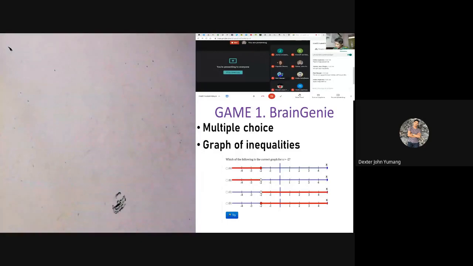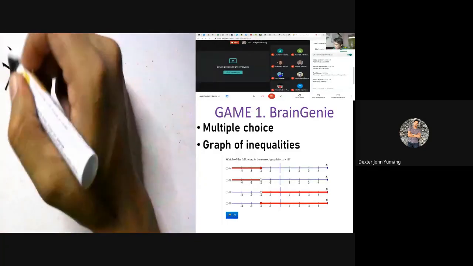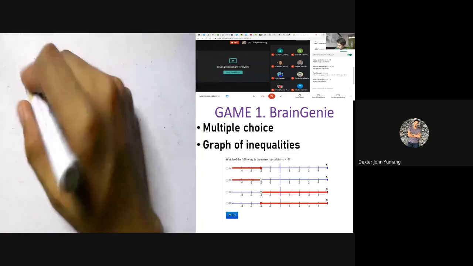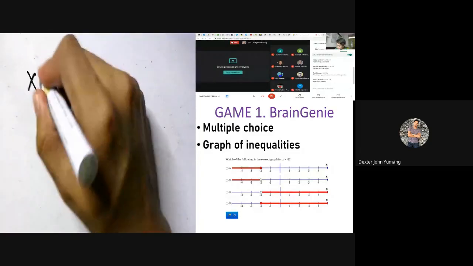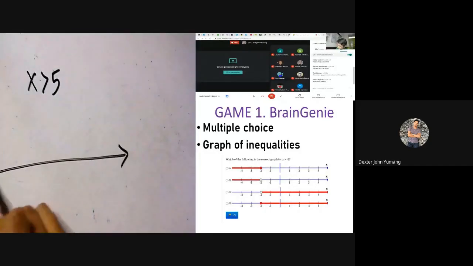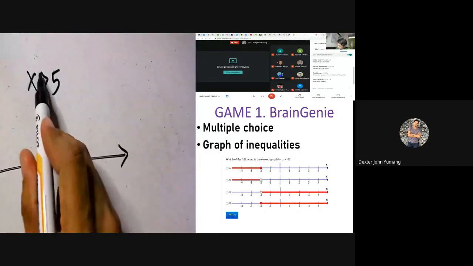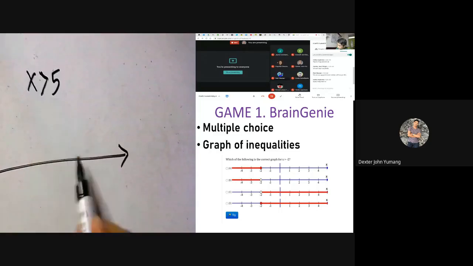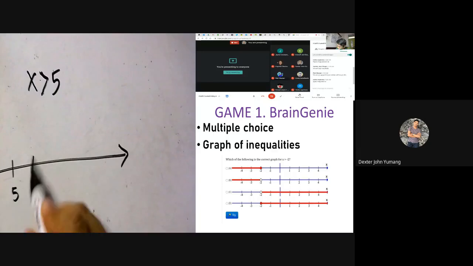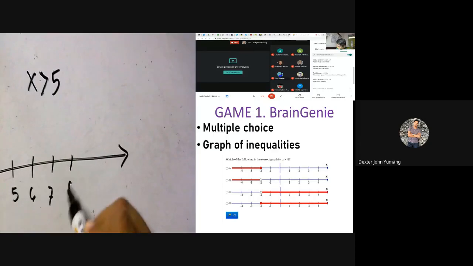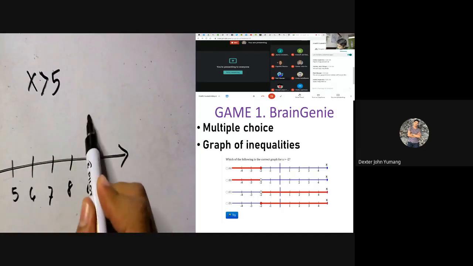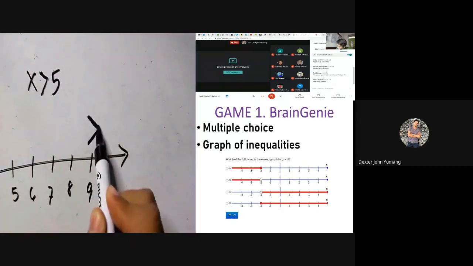In this example, the given is x is greater than 5. Therefore, gawa po kayo ng graph. The symbol is greater than 5. So the arrow here, let's have 5, 6, 7, 8, 9, and so on, is going that way. Kung ano po yung symbol, doon din po yung arrow niya.